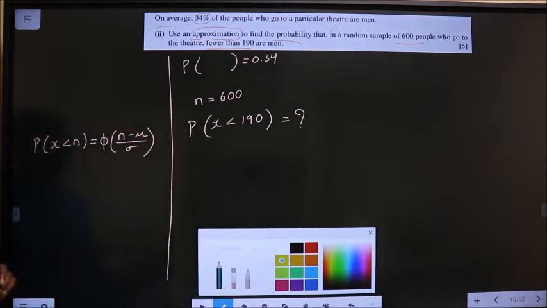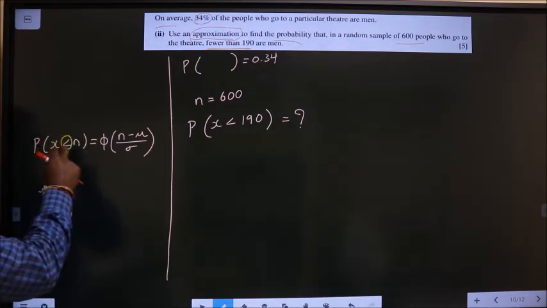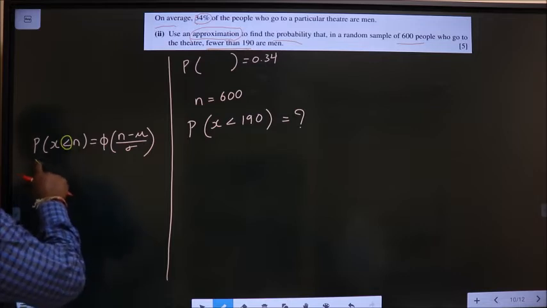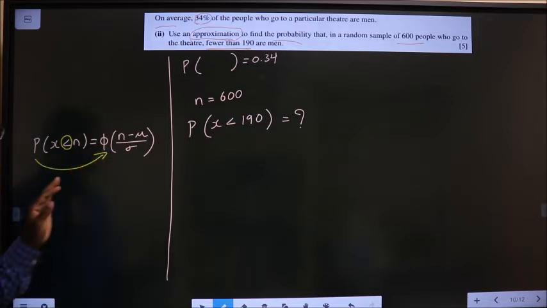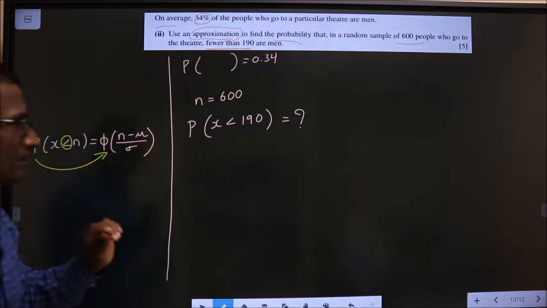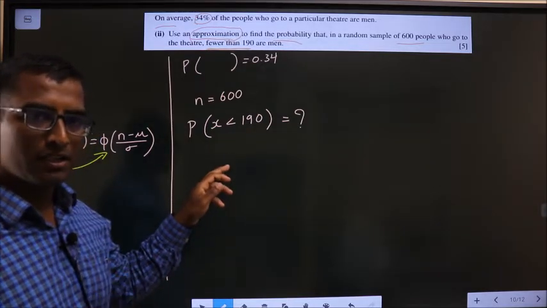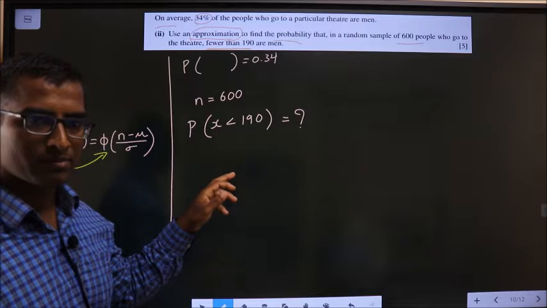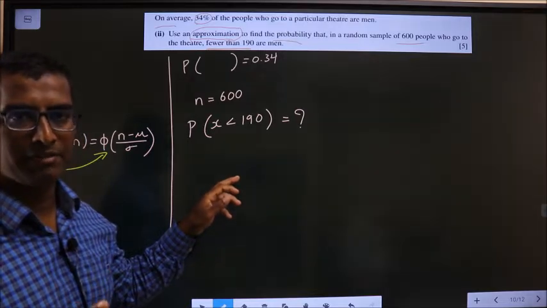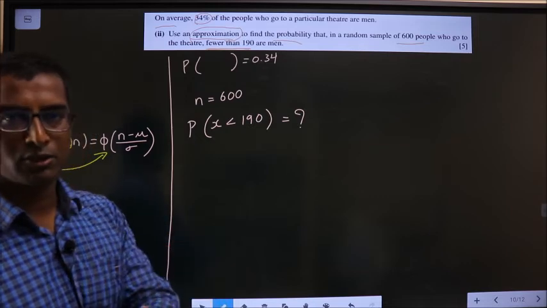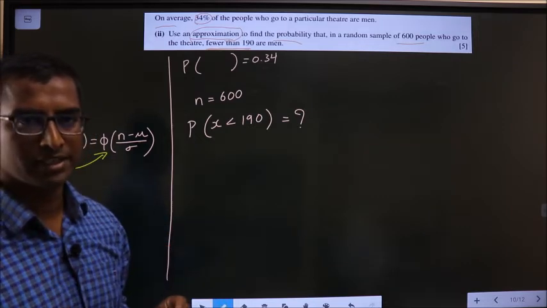Here you should look out for this symbol. It should be less than. Only then P will get converted to phi. Clear? Now come here. Here normal is not given and you are using normal. In that case, you should do 0.5 correction.